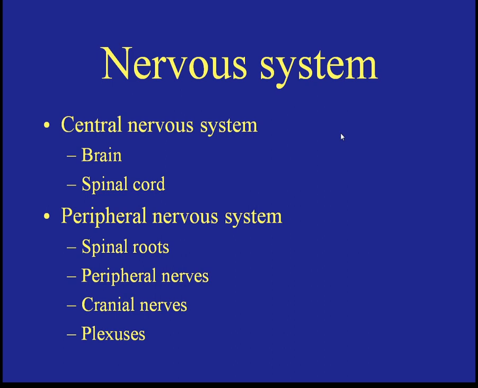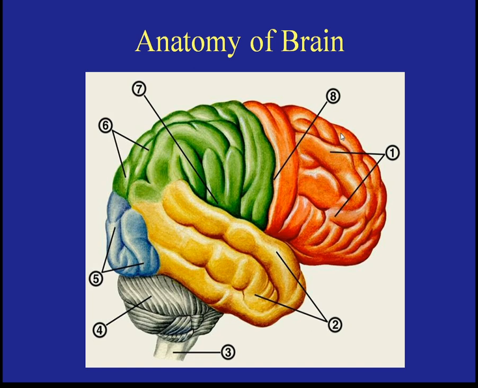Okay, anatomically, we can distinguish nervous system into also two big divisions, the central nervous system and peripheral nervous system. The central nervous system consists of brain and spinal cord, and all other parts of nervous system compose the peripheral nervous system. There are spinal roots, peripheral nerves, cranial nerves, and plexuses. Let's revise main parts on these pictures. I will show the brain and spinal cord.